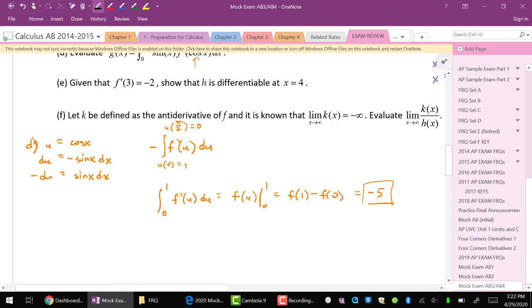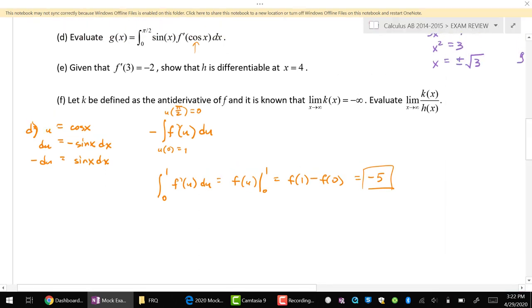Moving on to letter E. Given that f prime of 3 is equal to -2, show that h is differentiable at x equals 4. So for best practice here, we should really show that h is continuous at x equals 4. So I'm going to let you work that out, prove continuity, but I'll save the trouble to tell you that h is continuous at x equals 4. We should show that proof.